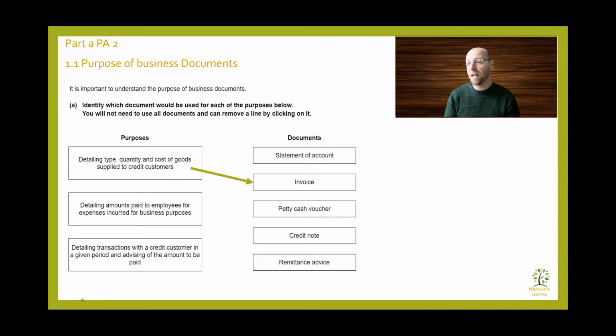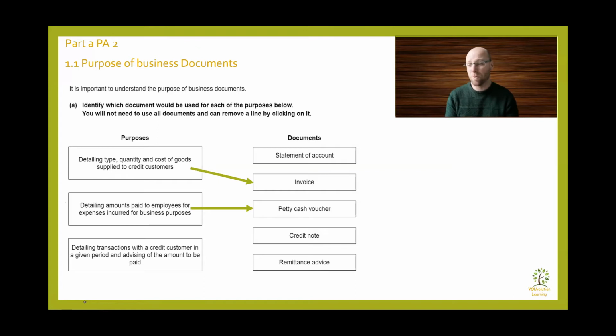So it says there, detailing amounts paid to employees for expenses incurred for business purposes. So that is going to be the only one that's an internal document, which is the petty cash voucher. Detailing transactions with a credit customer in a given period and advising on the amount to be paid. So all that we have left is a statement of account, a credit note and a remittance advice.